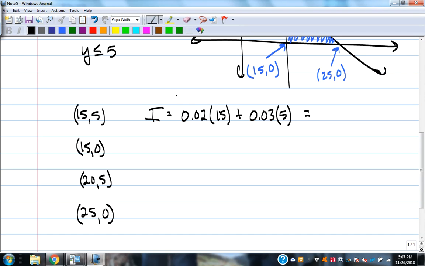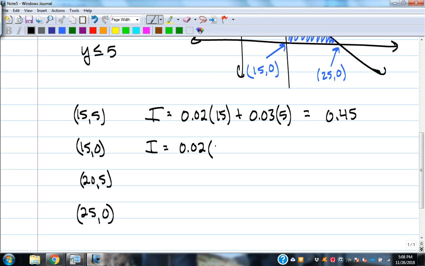And get the value for that. So again, 15, 5. I plug in 15 for x, 5 for y, and work that out. 0.02 times 15, 0.03 times 5, and I work that out, and I would get 0.45 if you type that all in your calculator.